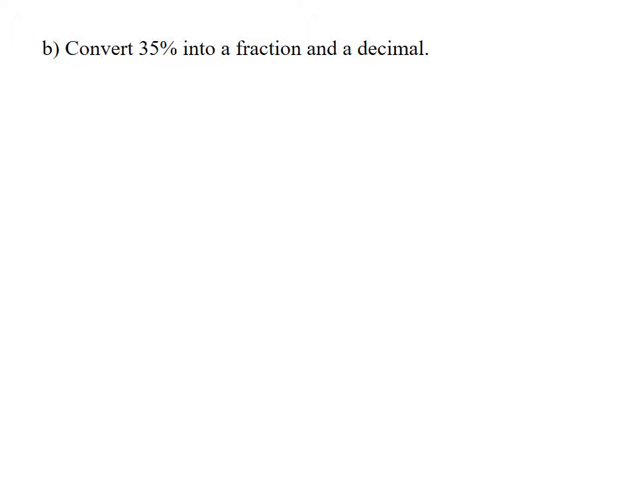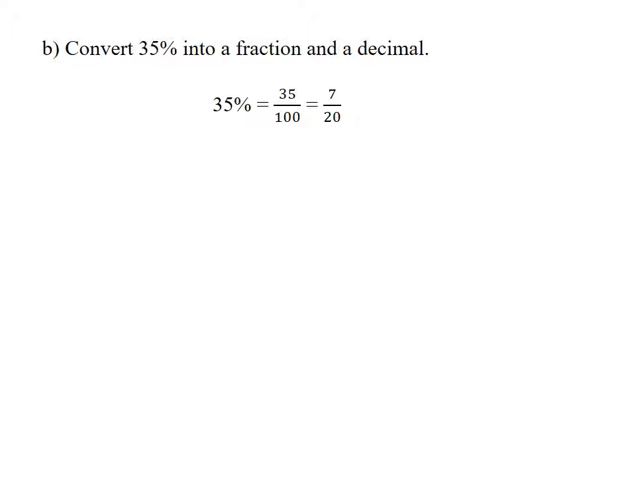Here's another example. It says convert 35% into a fraction and a decimal. Remember, percent means out of 100, so it's 35 out of 100. But because 35 and 100 have got common factors, we can cancel. 5 goes into 35 7 times, 5 goes into 100 20 times, so we can simplify it to 7 over 20. So 35% is 7 over 20.